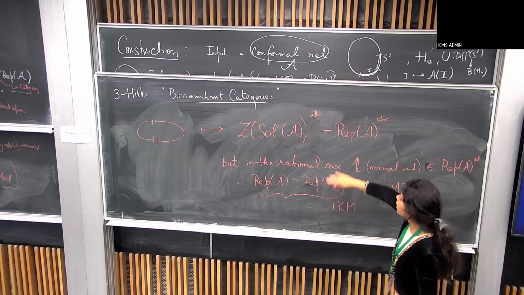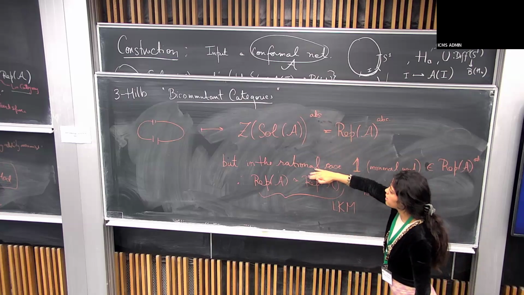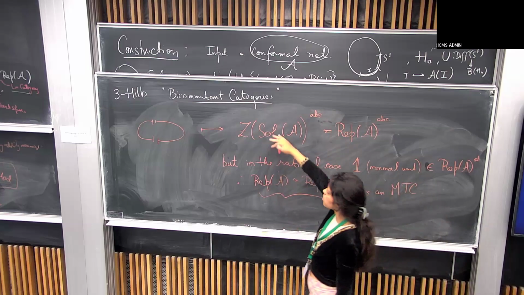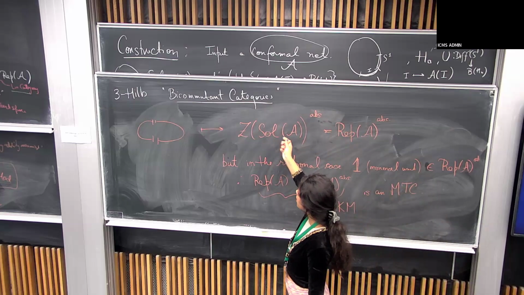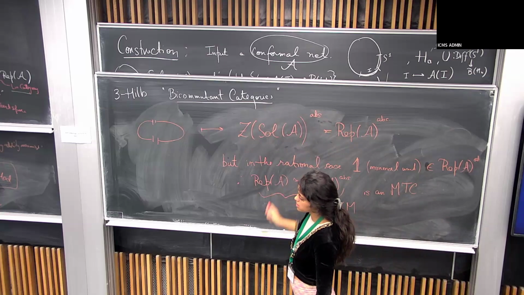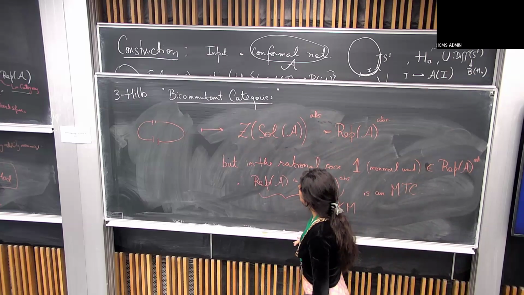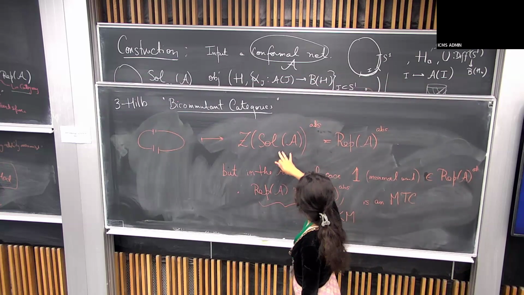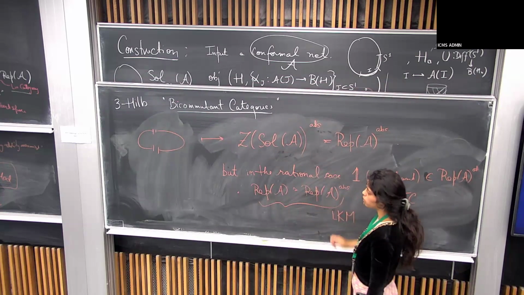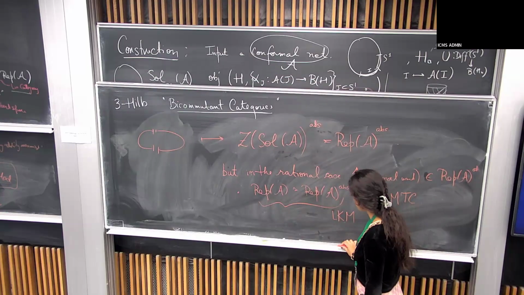So I did recover an MTC in the rational case, and it was already expected that if I were not rational, there is no reason for this category to be a modular tensor category. But it is still recovering what we knew from the literature. So that is a good thing.